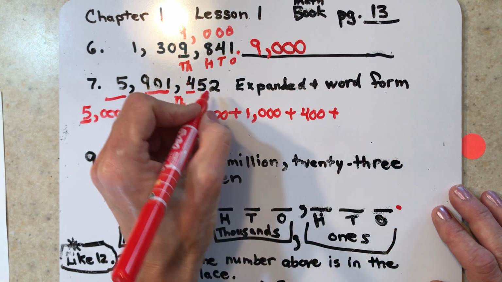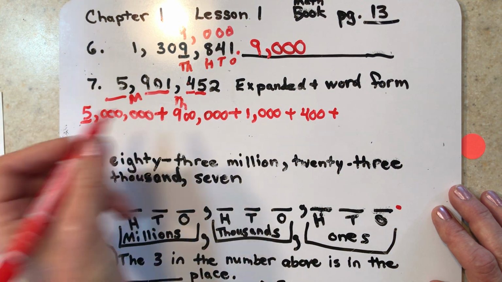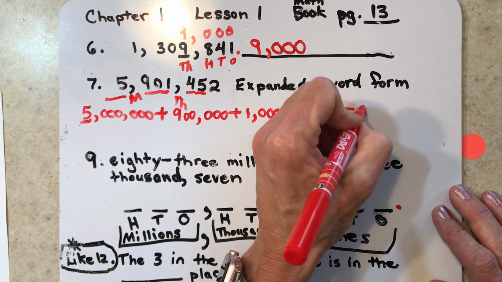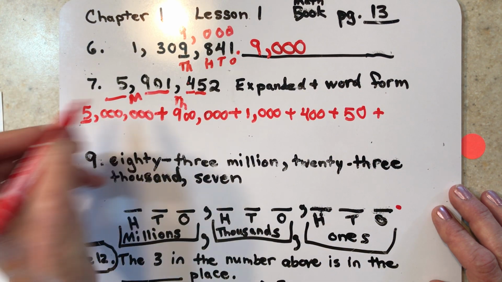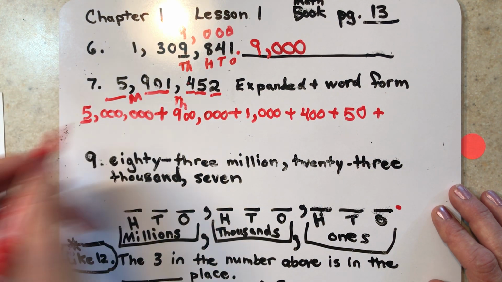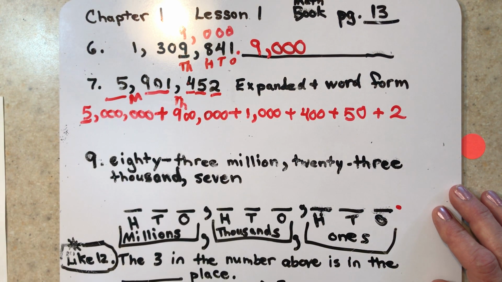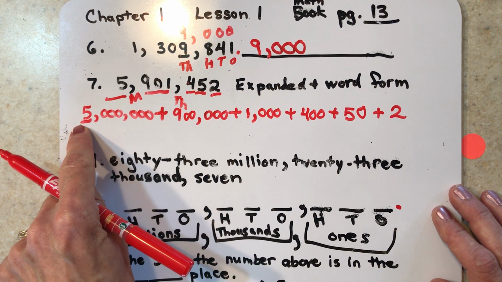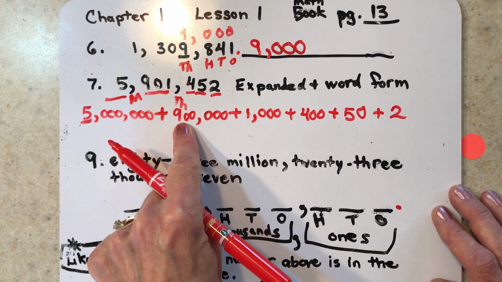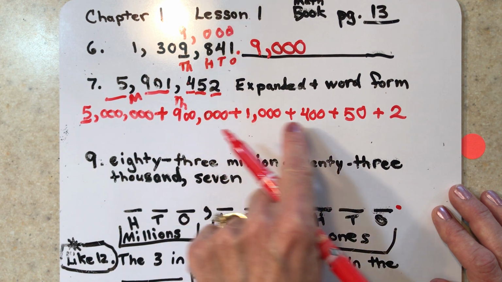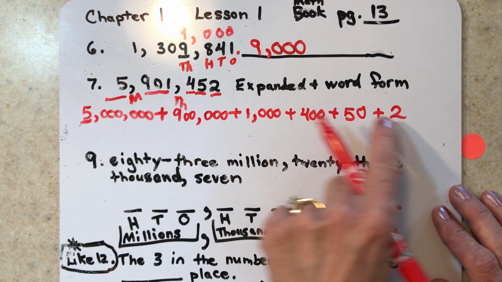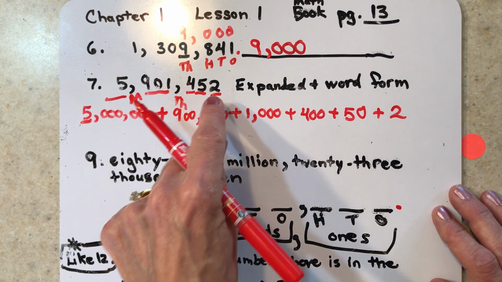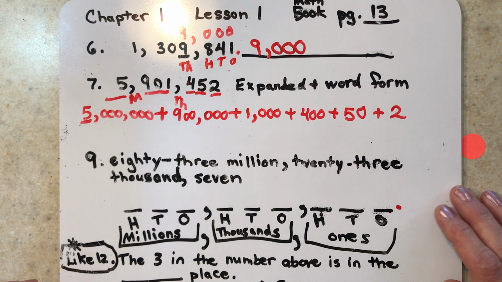Then I put a plus sign, and 5 is in the tens place. So I'm going to write a 5 and figure out how many zeros. I only need 1. And then I'm going to put a plus sign, and last but not least, I have a 2. There's nothing after it, so I just write 2. So if I repeat this, it's 5 million plus 900,000 plus 1,000 plus 400 plus 50 plus 2 is the same as 5,901,452. Wow.